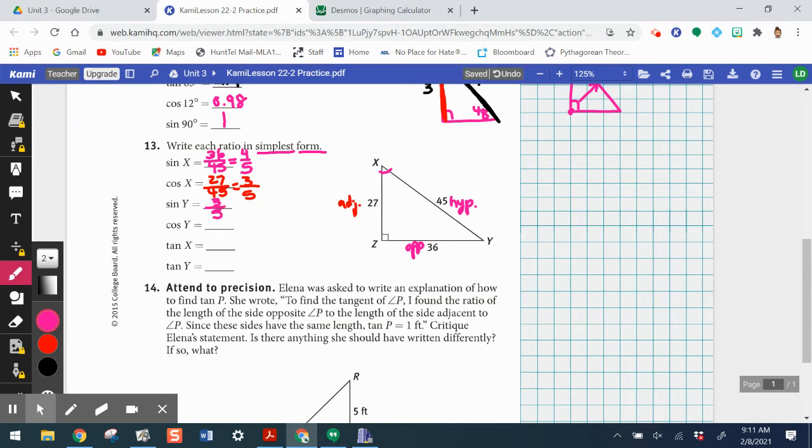So the sine of y, now looking at y as the indicated angle, the sine of y, opposite of y, is XZ, which is 27, which we see here, compared to the hypotenuse, which is 45. So the sine of y would have been 27 over 45, but we already know that's going to simplify to 3/5. And likewise, the cosine of y, I'll go and show that these two are equivalent.